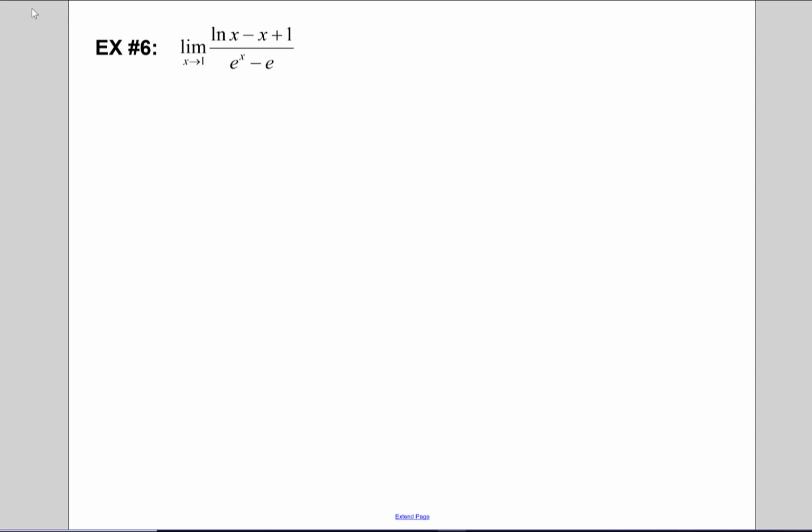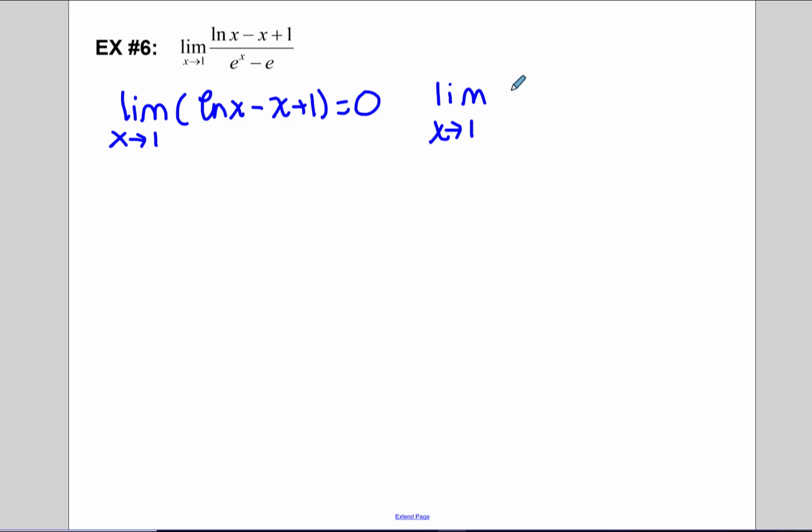Okay, same case here. This one is natural log and e to the x, so we're going to look at the limit in the numerator of natural log of x. So natural log of 1 is 0, minus 1 plus 1 is 0, and the limit as x goes to 1 of e to the x minus e is also going to 0. So we have indeterminate form. We're going to use L'Hopital's rule.